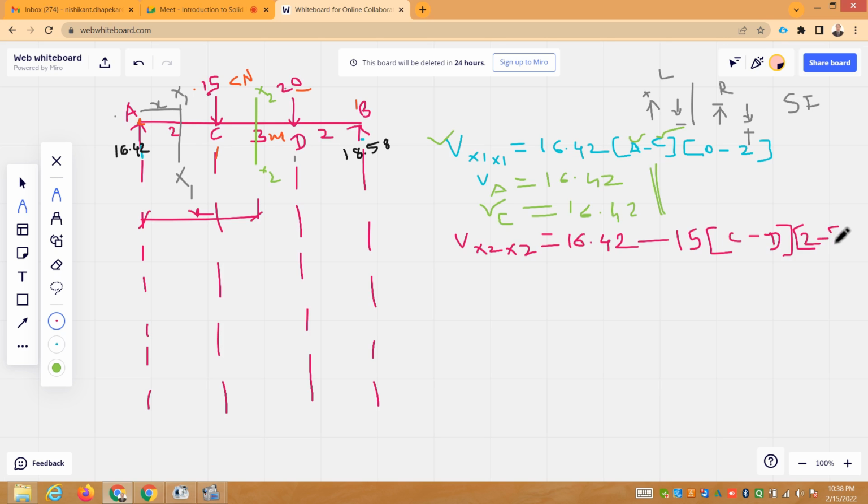Now you try to calculate the values for shear forces. Shear force at C, you have to calculate. Shear force at D, you have to calculate. Now you look at this equation, 16.42 minus 15, it is coming 1.42.